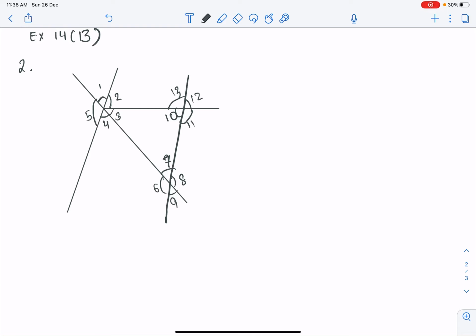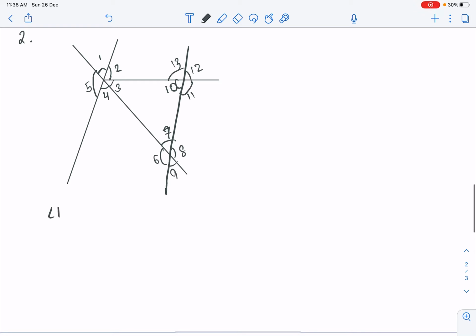Now in part 1, it is asking you about angle 1 and 4. Angle 1 and angle 4. You can see that they are vertically opposite because the X shape is being formed. So you'll write vertically opposite angles. You'll write it in full. I am writing in short form.